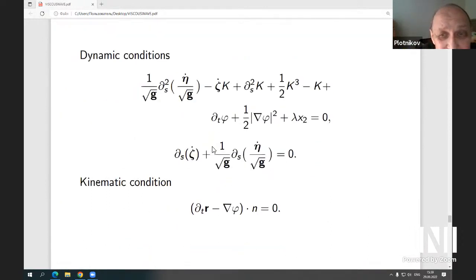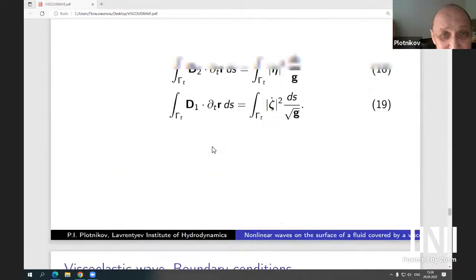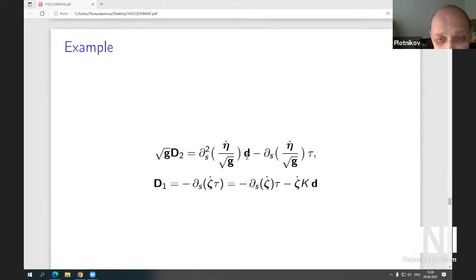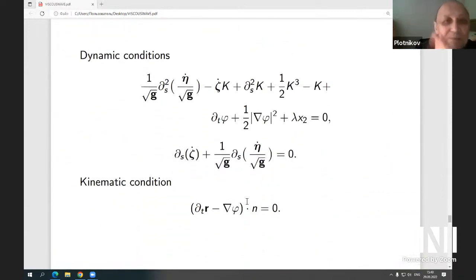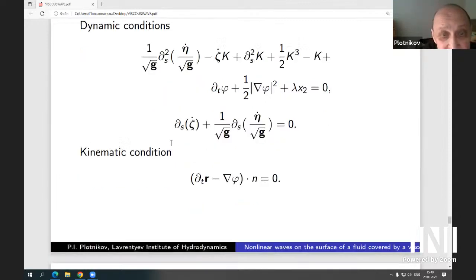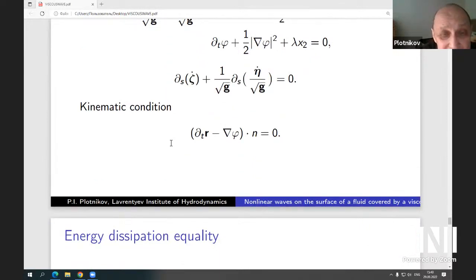Then the boundary condition will be written in the form. Here we have the normal vector d and the tangent vector d, therefore both are vectors. The dynamic condition of the free boundary problem also becomes a vector, so we have two scalar conditions. One is the normal condition: first and second dissipative terms plus k, plus elastic energy, plus hydrodynamics. The second is the tangent dissipative terms. Therefore, we have the vector form of the dynamic condition. The kinematic conditions and other boundary conditions are the same as in the theory of gravity waves.